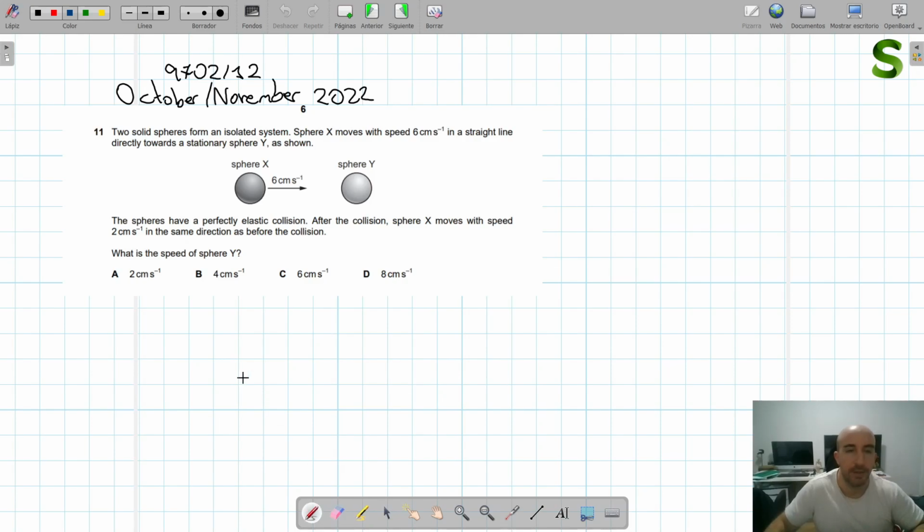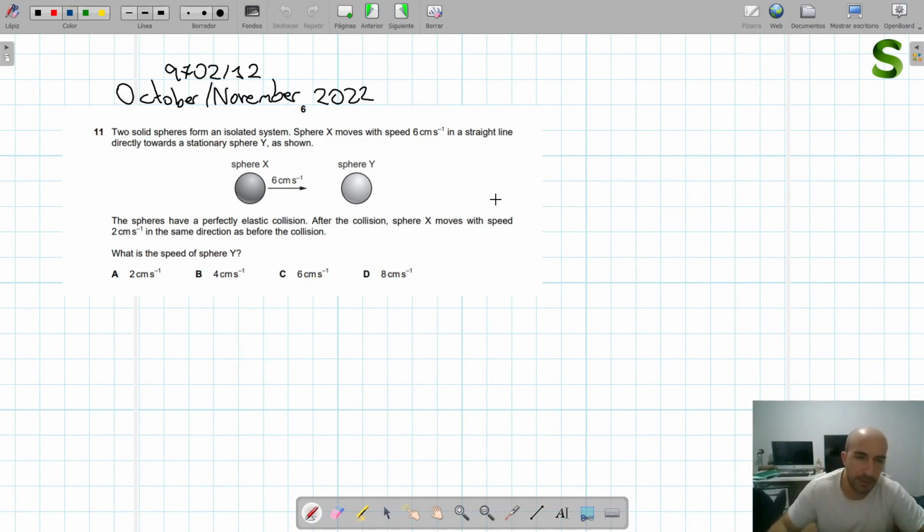So another exercise on elastic collisions. Remember, it's a subtype of collisions. In collisions within closed systems, momentum is conserved, but in elastic collisions, the momentum is conserved and the energy is conserved. I'll leave you here the video with the theory. We're going to do October-November 2022, paper 1-2, exercise 11.